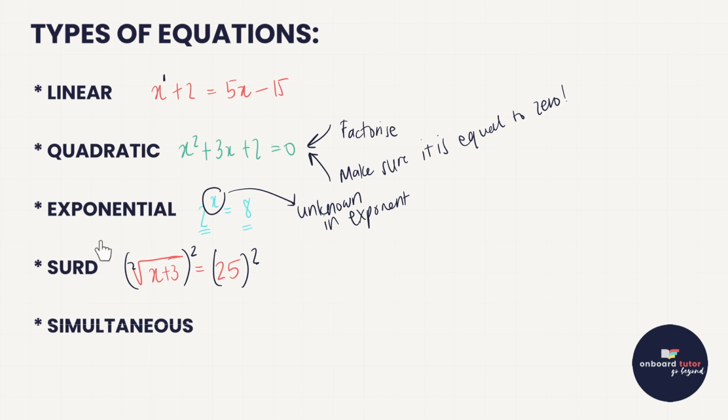So surd equations, once you've followed this process, they generally unfold and become either linear or quadratic, depending on whether you have an x squared or just an x. You'll see a few of those later.